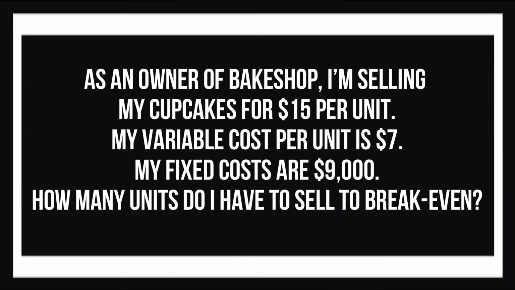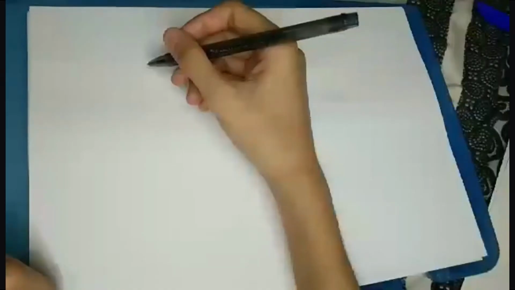So let's start. Here's the problem. As an owner of a bake shop, I'm selling my cupcakes for $15 per unit. My variable cost per unit is $7. My fixed costs are $9,000. How many units do I have to sell to break even? So let's start to do the steps.